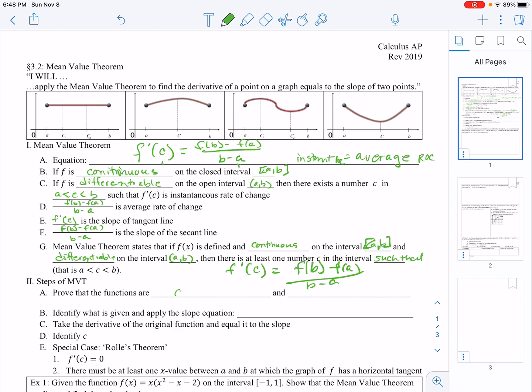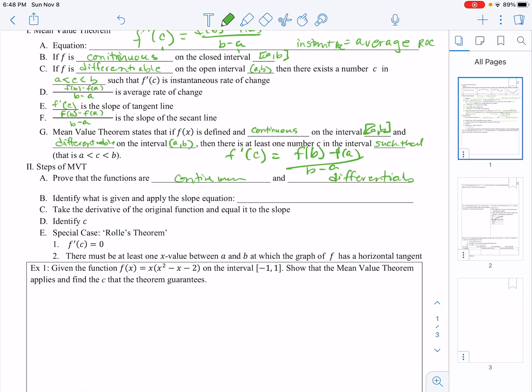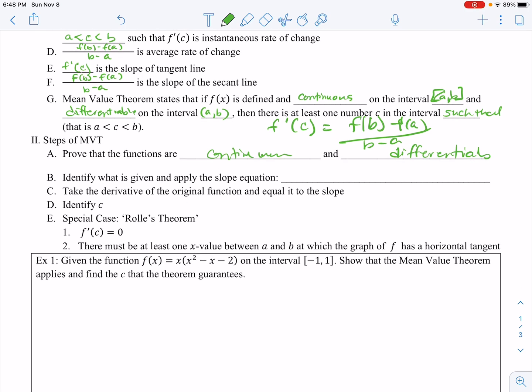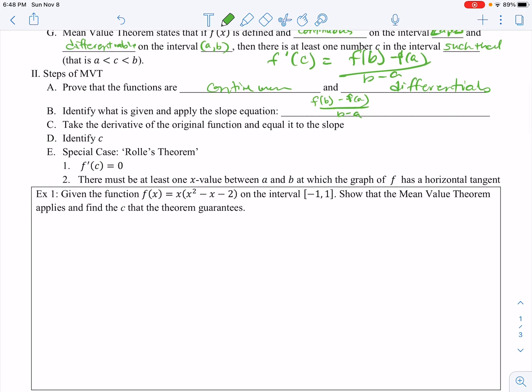Prove that the functions are continuous and differentiable. Identify what is given and apply the slope equation. Take the derivative, so you do f of b minus f of a over b minus a. Take the derivative of the original function and set it equal to the slope. Identify c. Rolle's theorem is when a and b are, it says a is equal to b, basically.